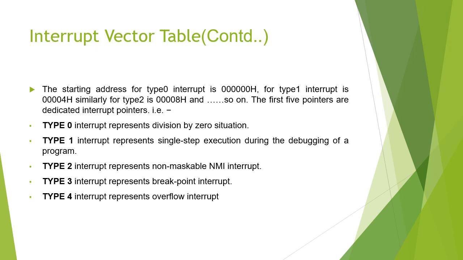Type 0 represents what is to be done if a division by 0 interrupt comes. Type 1 represents single-step execution during the debugging of a program. Type 2 represents the non-maskable or NMI interrupt. Type 3 represents breakpoint interrupts, which take the operation into the debugger. Then type 4 represents the overflow interrupt.